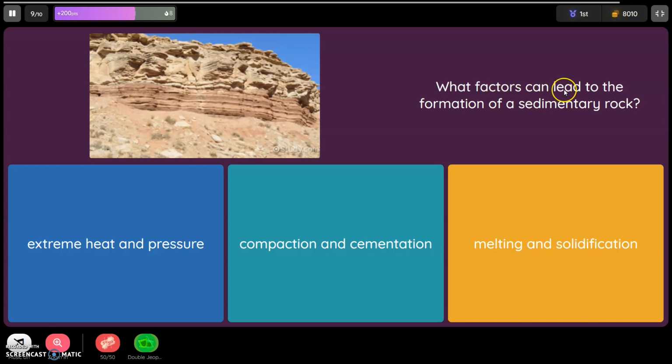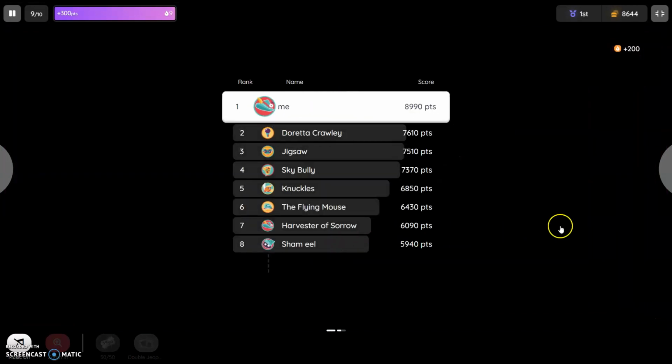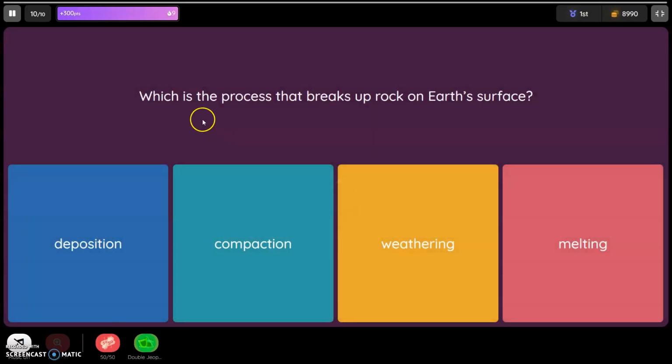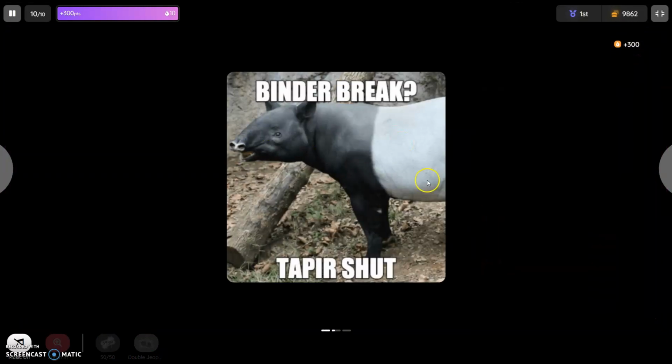Factors that can lead to formation of a sedimentary rock. This is what I need you to know. Is it extreme heat or pressure, compaction, sedimentation, melting and solidification? This will be compaction and cementation since it's sedimentary rocks. Which is the process that breaks up rock on Earth's surface? Well, it breaks up rocks. In the beginning we learned that.